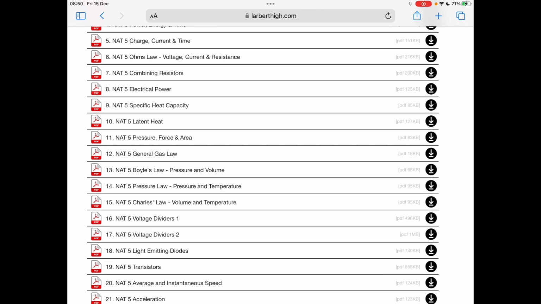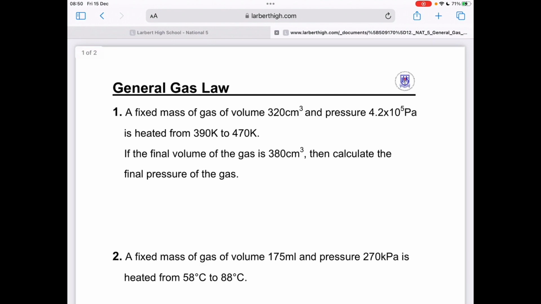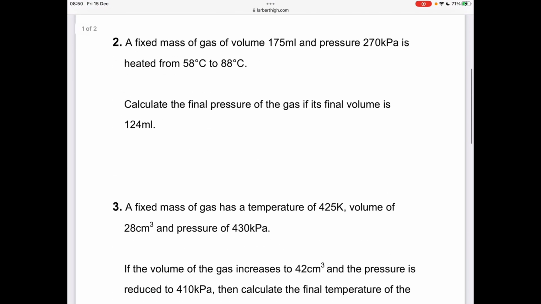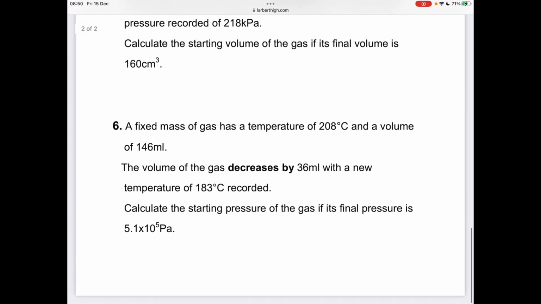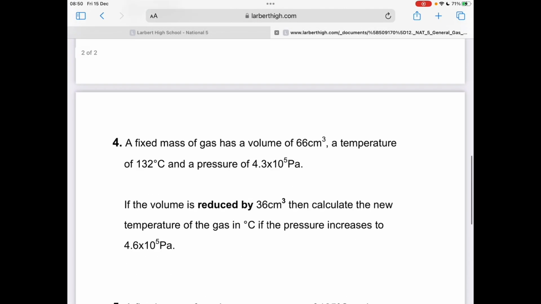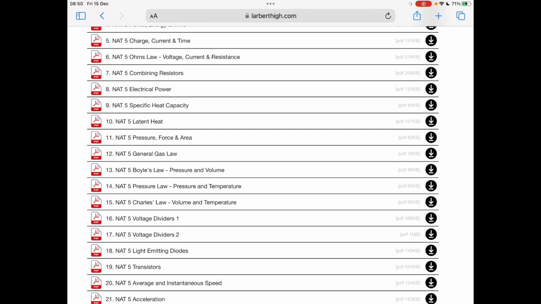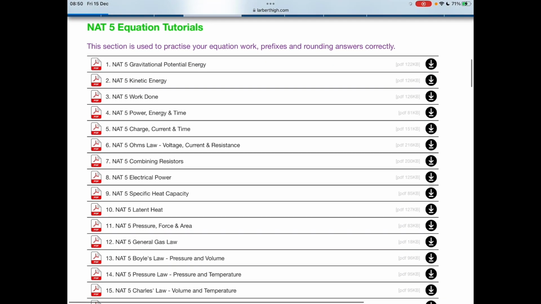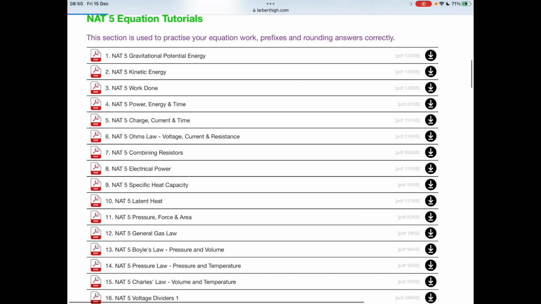So if you know there's an equation you're particularly struggling with, it tends to be a lot of time gas laws could be something. So if you're struggling with gas laws, you can go in the gas law tutorial here, and it'll give you, this one only gives you 6 questions because they're a little bit bigger questions. However, there is a tutorial for each equation. Now, it would be a good idea to work through as many of these as possible, because the more you repeat these questions, the better you'll become.